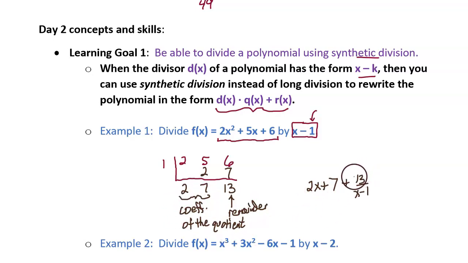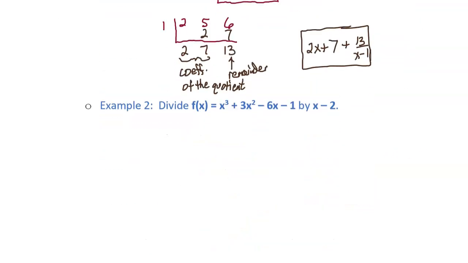It comes from this 2 and this 7. And do you see how I wrote down the remainder? I took this number in this position and I wrote it on top of our divisor, x minus 1. This is the same result we would have got if we had used long division to perform that dividing problem. Let's try another example to see synthetic division again.